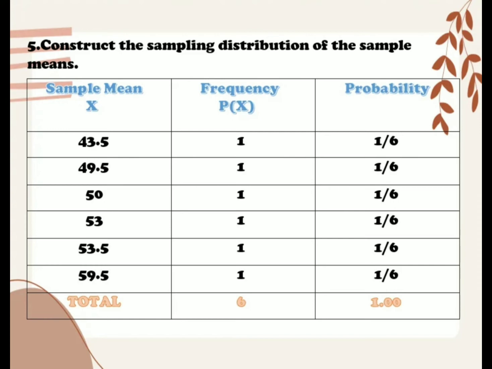First, I arrange the sample mean from least to greatest and determine the frequency, which is the number of times that the sample mean value appeared, and calculated the probability, which is the frequency of the sample mean over the total number of samples. Here, since 43.5 has only appeared once, the probability is 1/6. Same with the samples 49.5, 50, 53, 53.5, and 59.5, which also have the probability of 1/6.